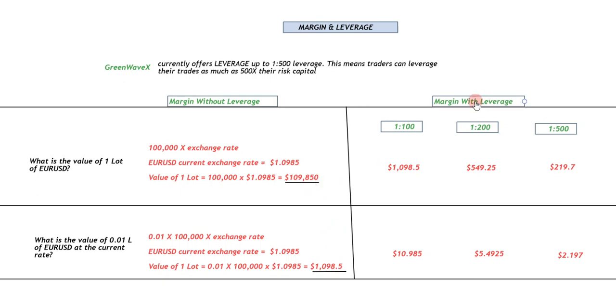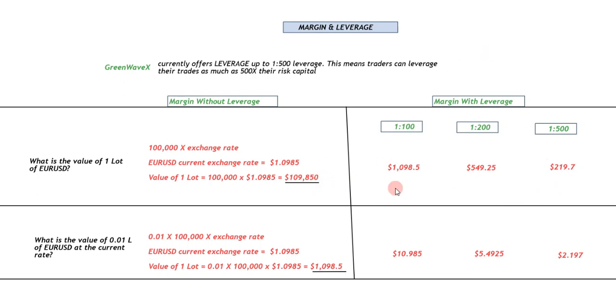Now let's look at the different leverages you can choose if you trade with Greenwave: 1 to 100, 1 to 200, 1 to 500. What the leverage does is divide this initial margin. If you use 100 to divide this, you get this. 200 to divide this, you get this. 500 to divide this, you get this. So if you choose 1 to 500, for example, a transaction that normally is worth this, if you have $219.7, you can trade it. That's what it means.